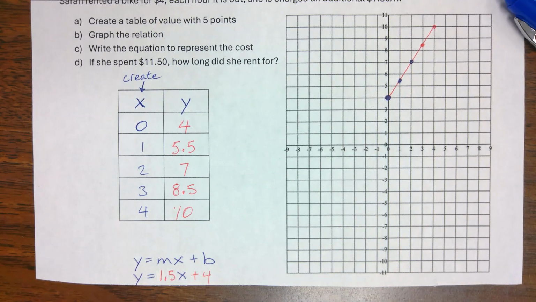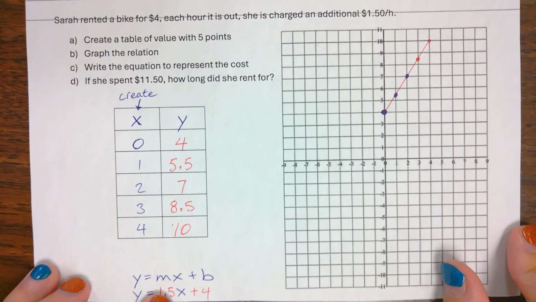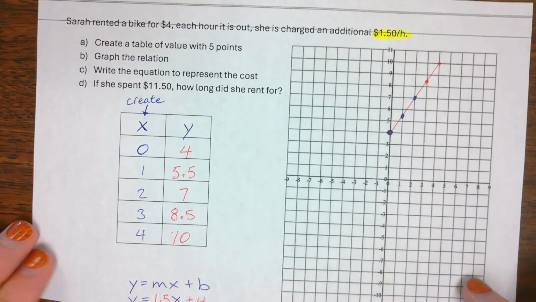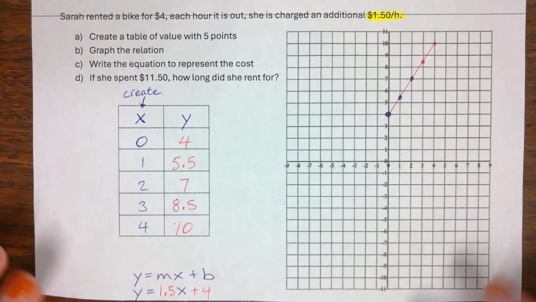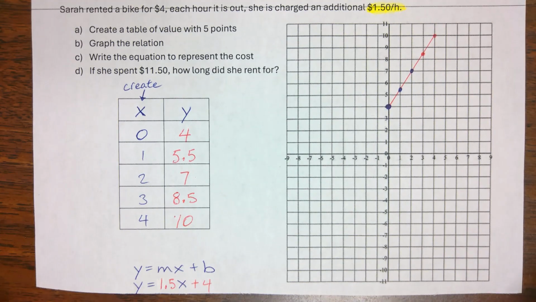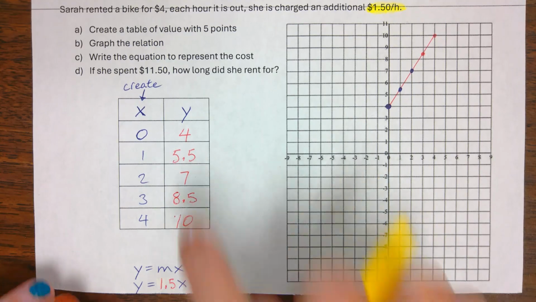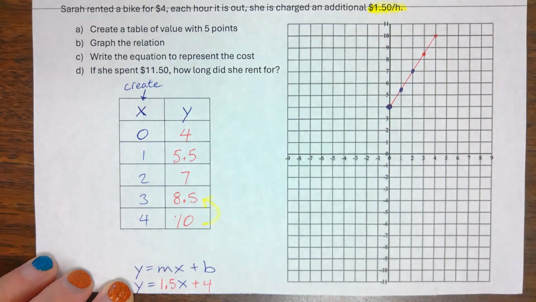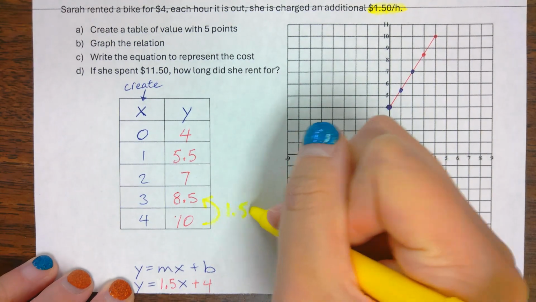Now, I want to go over the different ways you can come up with the equation. So how did you get the 1.5? Yeah, $1.50 per hour. So that's one way. What's another way to tell that it's 1.50? How do I know it's 1.50 based on the table? You subtract 10 from 8.50. Yeah, subtract backwards. I can tell that this is 1.50.